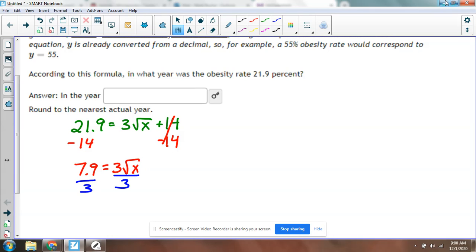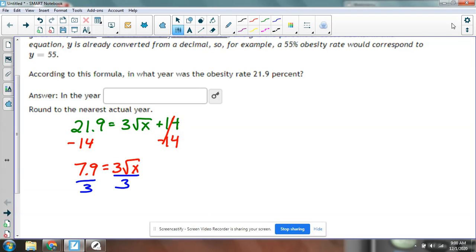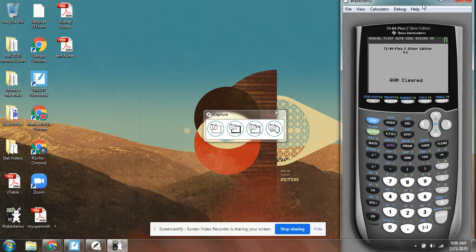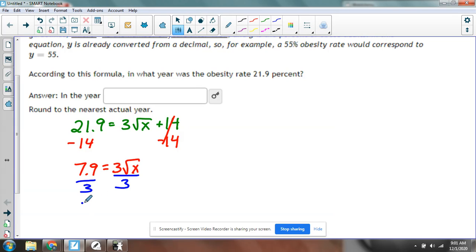Let me put my calculator up real quick. 7.9 divided by 3. So I get 2.6333 repeating, so we'll just do 2.63 equals the square root of x.